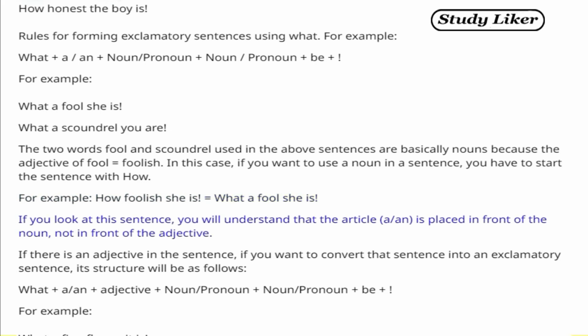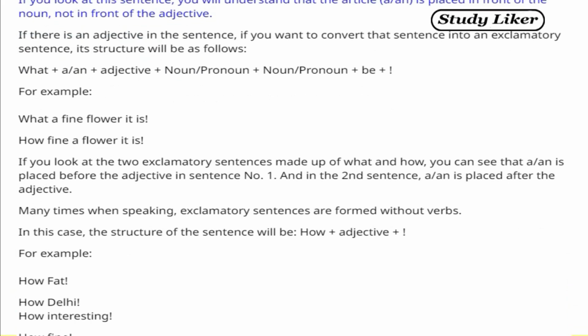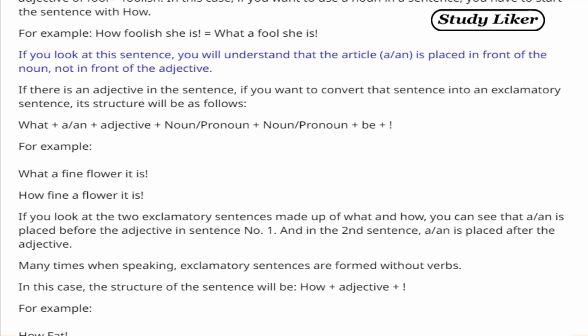If you look at the sentence, you will understand that the article a or an is placed in front of the noun, not in front of the adjective. If there is an adjective in the sentence and you want to convert that sentence into an exclamatory sentence, its structure will be as follows. What plus a/an plus adjective plus noun/pronoun plus noun/pronoun plus be. For example, what a fine flower it is. How fine a flower it is.